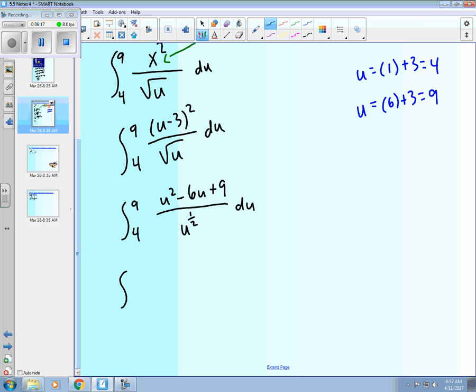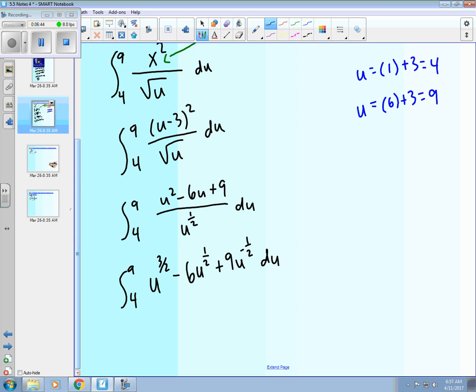So going through now and dividing each one by u to the 1/2, again, you subtract exponents. 2 minus a half is going to be 3/2. 1 minus a half is going to be 1/2. And this last one would be plus 9. Now here there's nothing to subtract, so if you just think about moving that up to the numerator, it would be u to the negative 1/2.